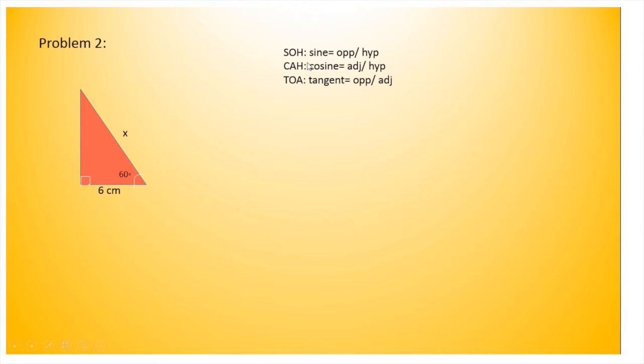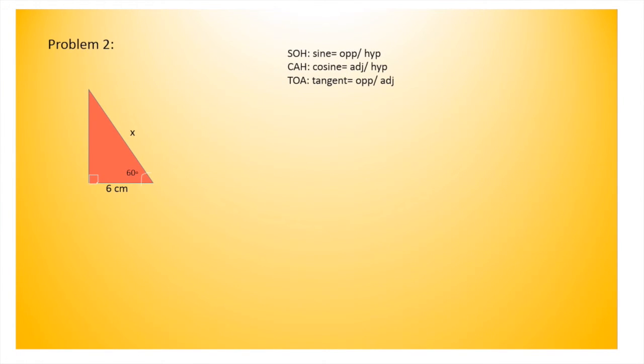We know that we will use cosine equals adjacent over hypotenuse, because we have the hypotenuse as well as the adjacent side to the angle measure that we are given. So we know that the cosine of 60 degrees is equal to the adjacent side, which is 6, over the hypotenuse, which is x. We know that the cosine of 60 degrees is 1/2, so we know that 1/2 equals 6 over x.